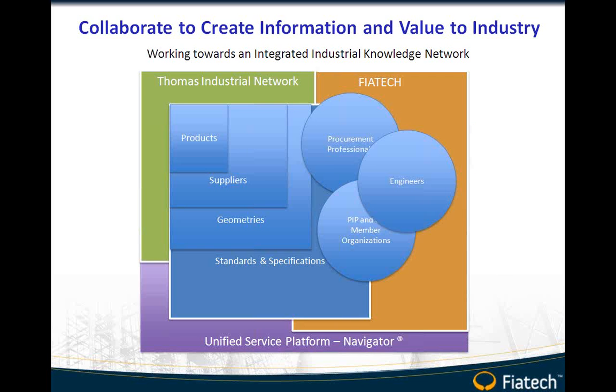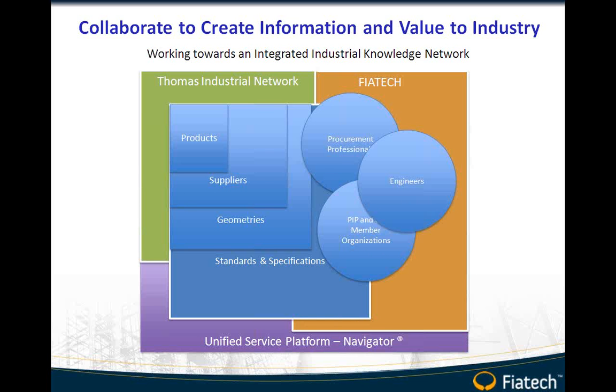So visually, how this works is Thomas Industrial Network brings the products, the suppliers, the geometries, the specifications. And we're working on the specifications outside of our borders with organizations like PIP and Fiatech, so that this kind of content can be overlaid and the procurement engineers and other member organizations can leverage it. But the goal is really a unified service platform, so that the content, in the context that it needs to be delivered, can solve the problems of the capital projects markets, if you will. Okay? Trying to add value is what we're trying to do on this whole thing.